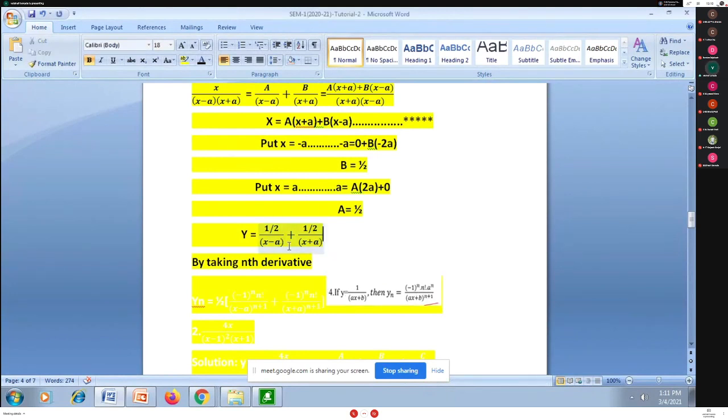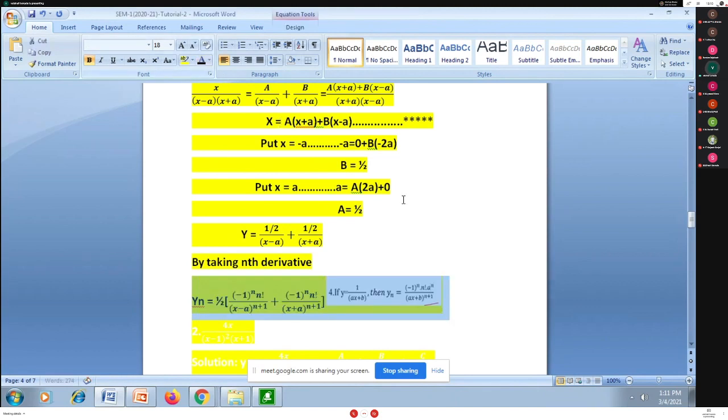Now you are going to take 1 by 2 common. So the first term becomes 1 upon x minus a, and the second term becomes 1 upon x plus a. For these terms you can now apply the formula. I want to show you how I am applying this formula. I am taking 1 by 2 common outside here.